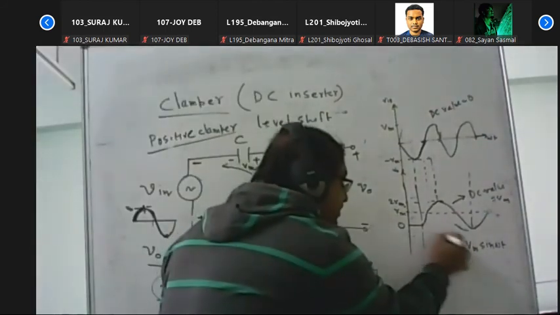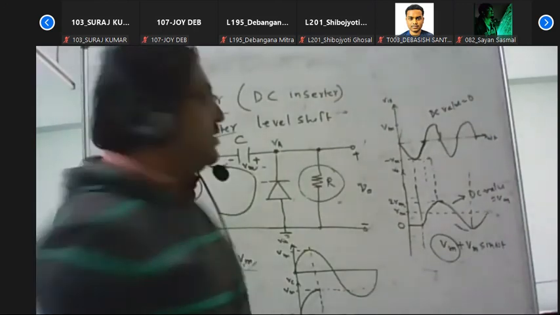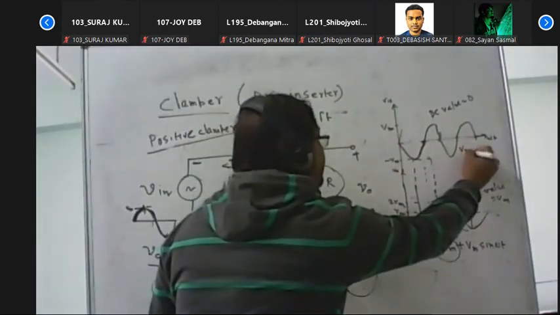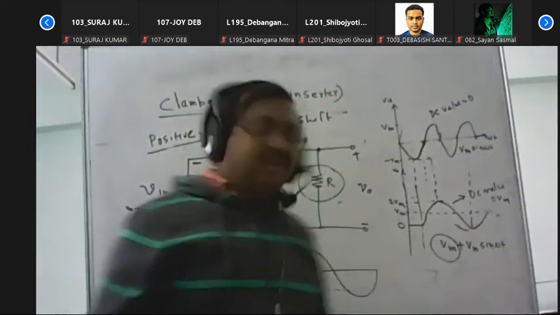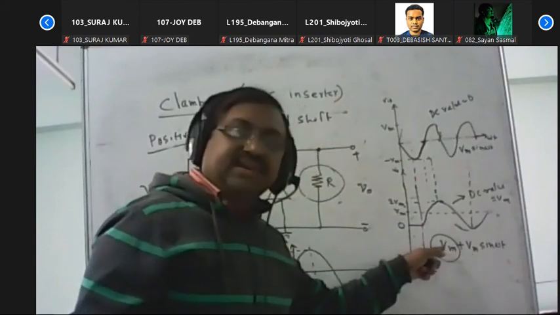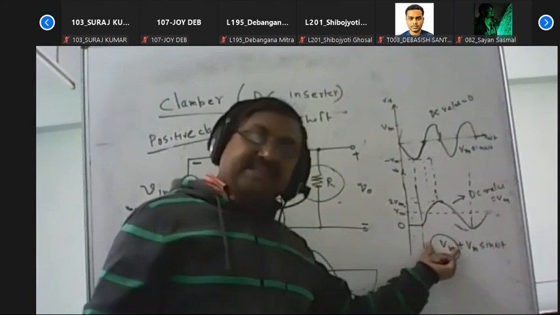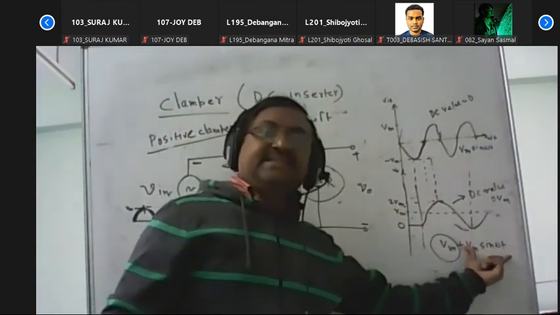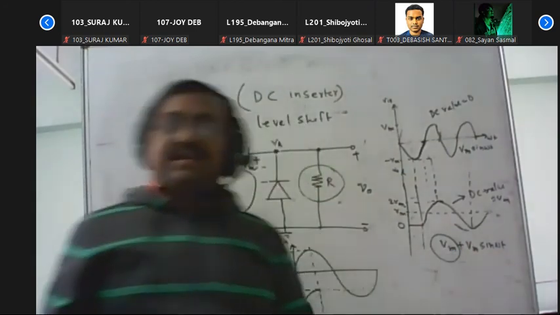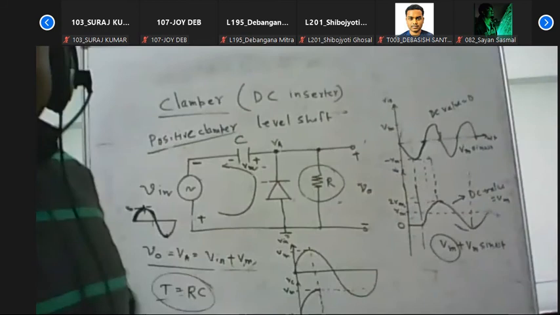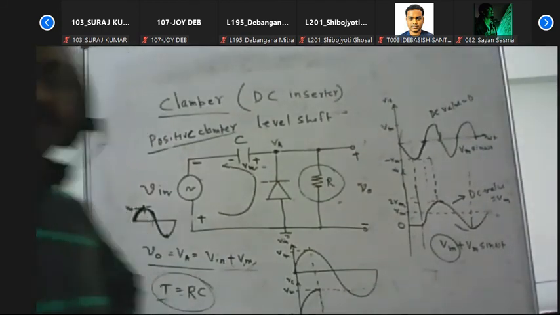So this VM is the DC signal added with the input signal, because the input signal is represented as VM sine omega t, and the output signal can be represented as VM plus VM sine omega t. So VM is the DC level, and that is the AC signal. With this AC signal, a DC signal is added. For that reason, it is called a DC inserter or clamper circuit. Okay.